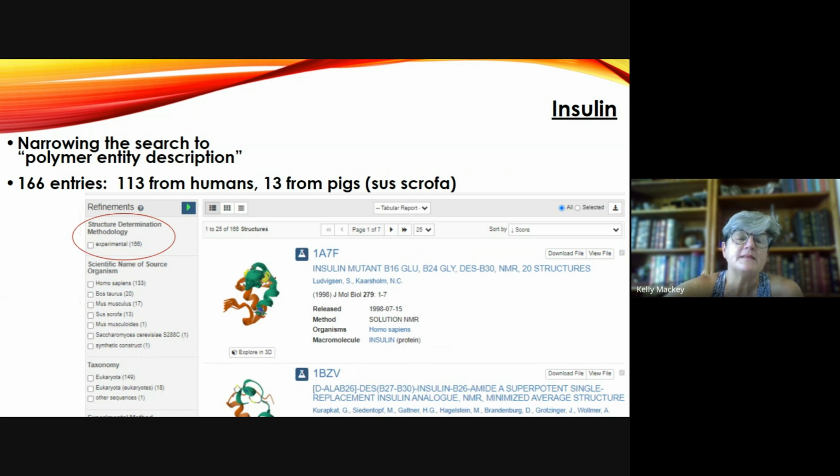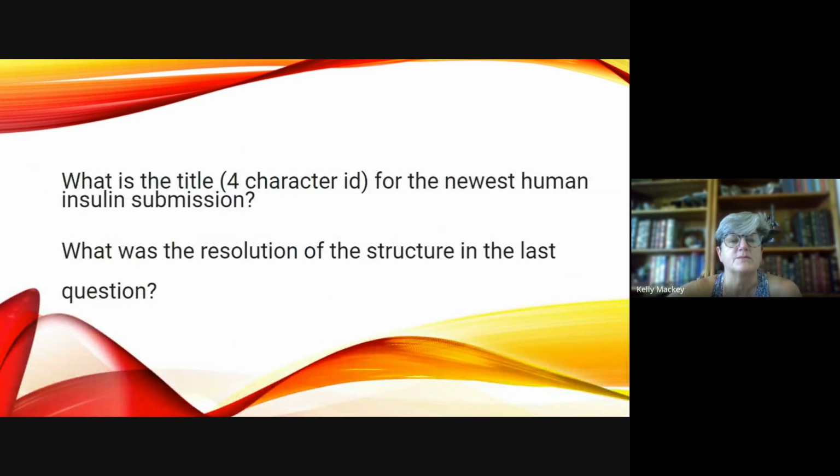And this is how you find exactly how many of them there were. So if overall there were 166, and then it breaks it down over here by species, 33, not 13, 133. Yeah, that's a typo. It's supposed to be 133 from humans, and then 13 from pigs. And they're the pigs. And then various ones from other organisms.